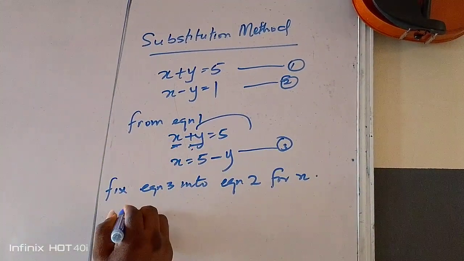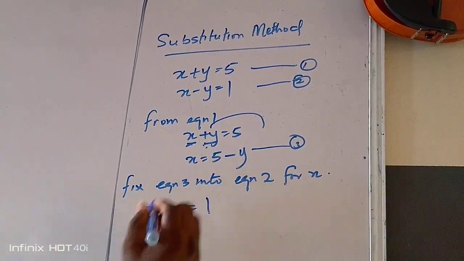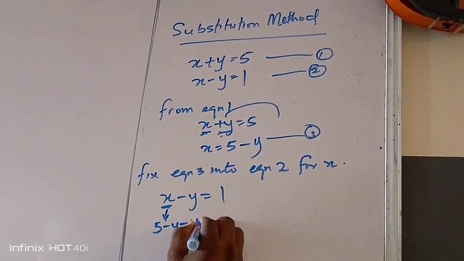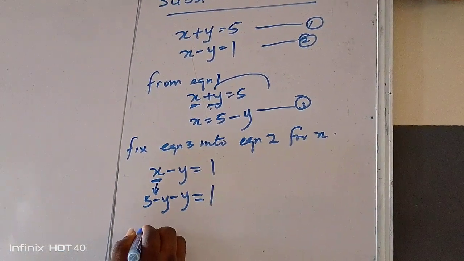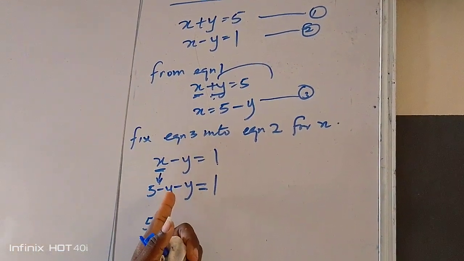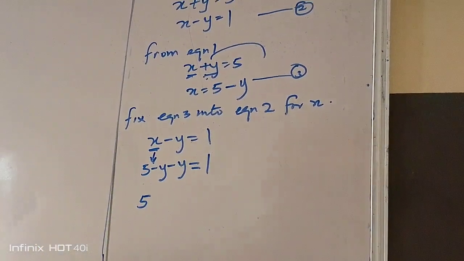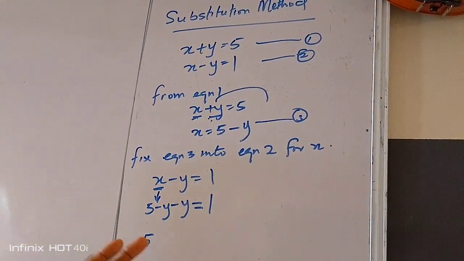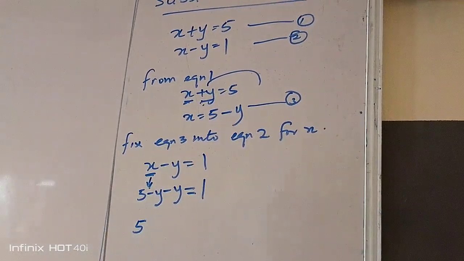So what is my equation 2? x minus y equals 1. So anytime I see my x, I'll put equation 3 into it. So I'll say 5 minus y is my x, minus this y equals 1. So I have this: 5 minus y minus y. This means minus 1y minus 1y. And by my philosophy, when you have minus, it means you are owing somebody. So if I owe somebody 1 naira here, and another 1 naira here, it will be minus 2y.